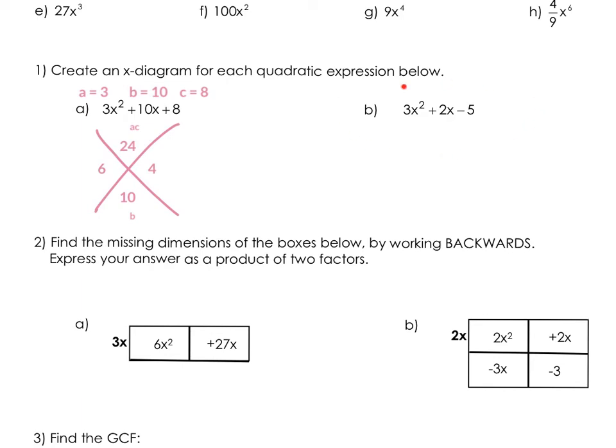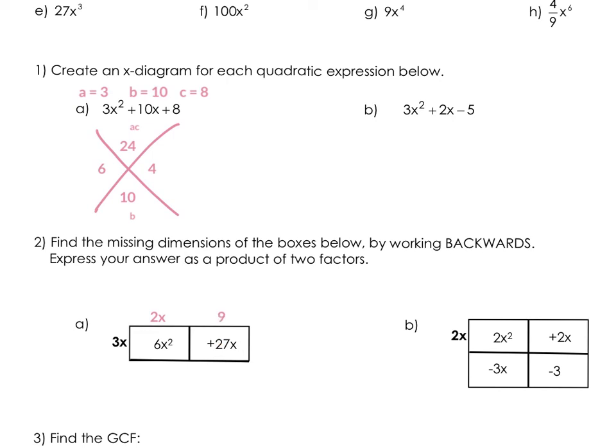I'm going to skip B, and you're going to do that tomorrow when you come in as well. Number 2 says find the missing dimensions of the boxes below by working backwards and express it as a product of the two factors. So when I look here, 3x times what gives me 6x squared? Well, that would be a 2x. And then we need to fill out the top here. 3x times what would give me 27? Well, that would be a 9 since I already have the x. So now I have my two factors.